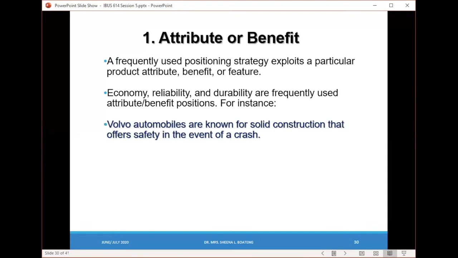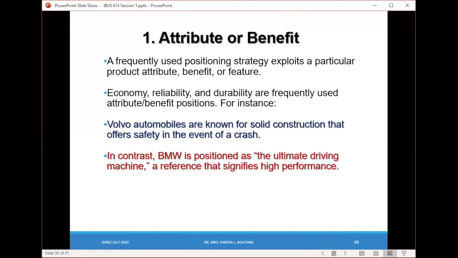Another example we can talk about in terms of attributes and benefits is BMW. BMW is positioned as the ultimate driving machine, right? Which signifies high performance. So currently, all those who want high performance cars usually buy a BMW or they'll buy a Mercedes-Benz. But I think it's also a function of the age group that you find yourself in. Because BMWs generally do not appeal to younger people. Yes, it doesn't. But I think that is changing with the new smaller versions of the BMW, like the X1.